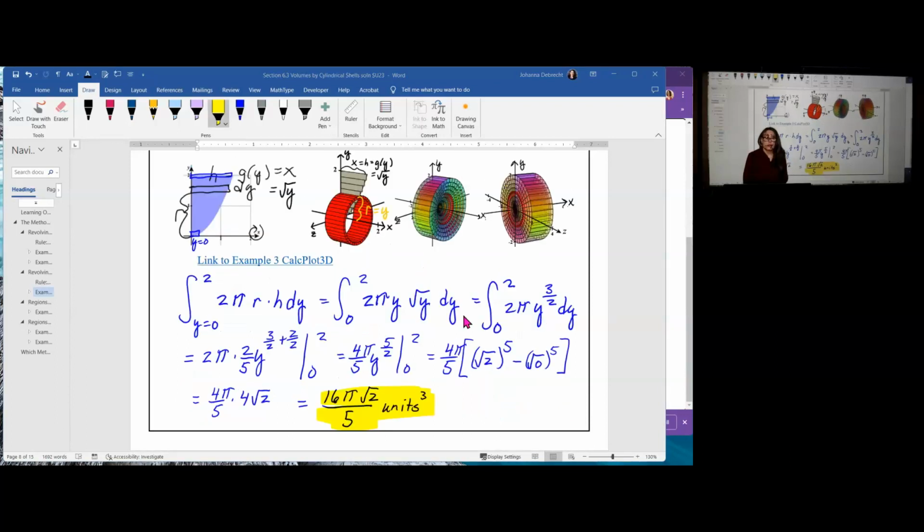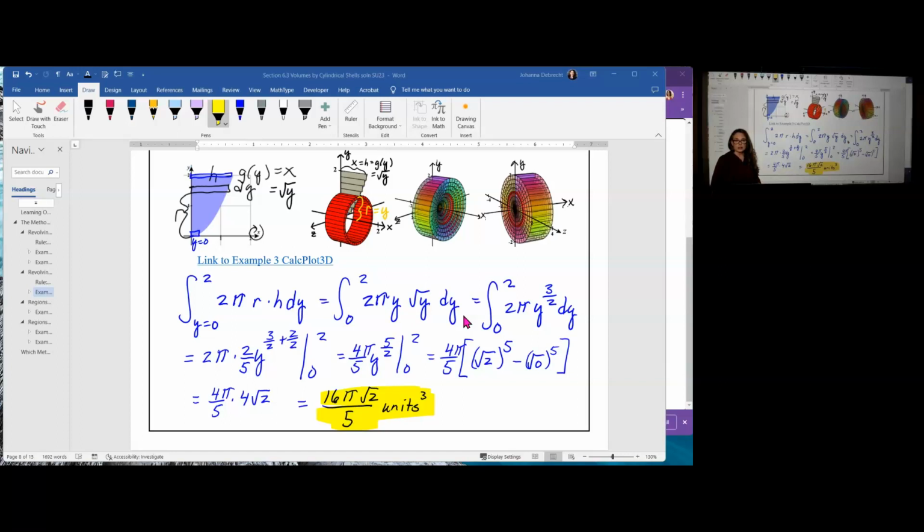When we set this one up, we got 2 pi y to the 3/2 dy as the integrand. It's evaluated between 0 and 2. Notice that because the differential is dy, you again had to solve for x in terms of y. You get a plus or minus, but this is the right arm, which is the positive arm. Then when we apply the power rule for integration and substitute in the limits of integration, we end up with 16 pi square roots of 2 divided by 5 cubic units.